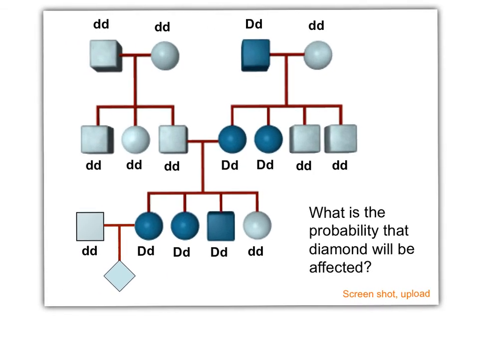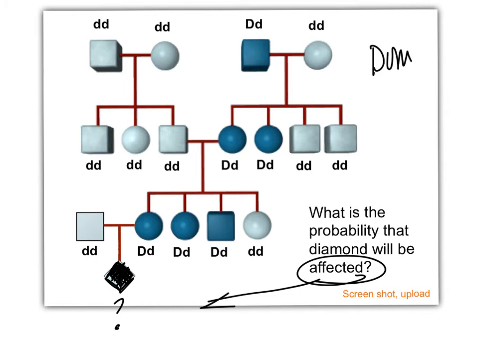So let's do this one. What is the probability that the diamond will be affected? We have an affected diamond. What does diamond mean? Unknown. We don't know if it's a boy or girl, or we don't care. It doesn't matter if it's a boy or girl if it's not an X-linked trait. So what is the probability that that guy is sick, has the trait?